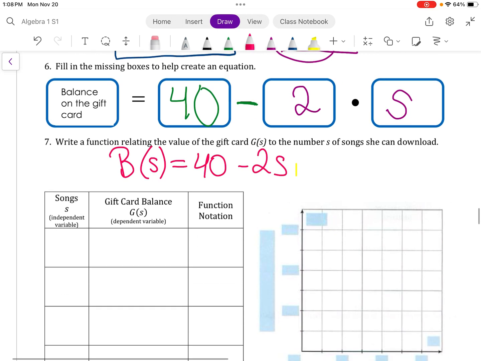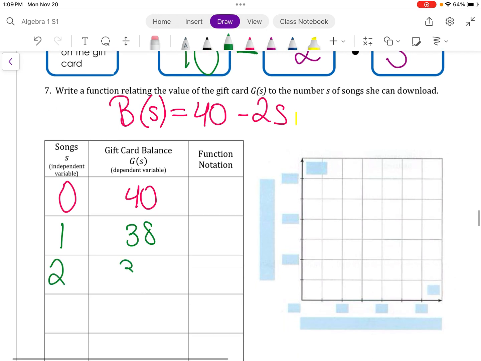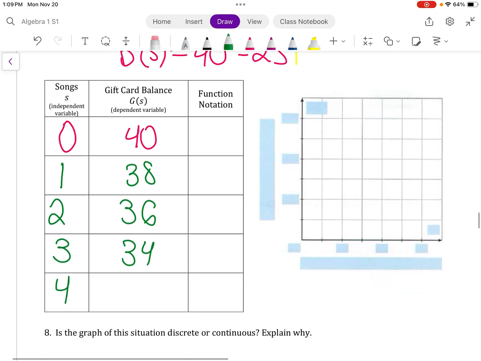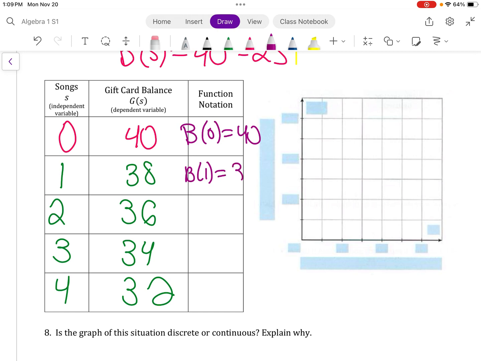So if I get 0 songs, I'm still going to have $40. What if I buy 1 song? I will have $38. What if I buy 2 songs? 36. 3 songs? 34. 4 songs? 32. Every time I want to get a Swiftie song, it will cost me money. So the balance of 0 equals 40. The balance of 1, 38, and so on.